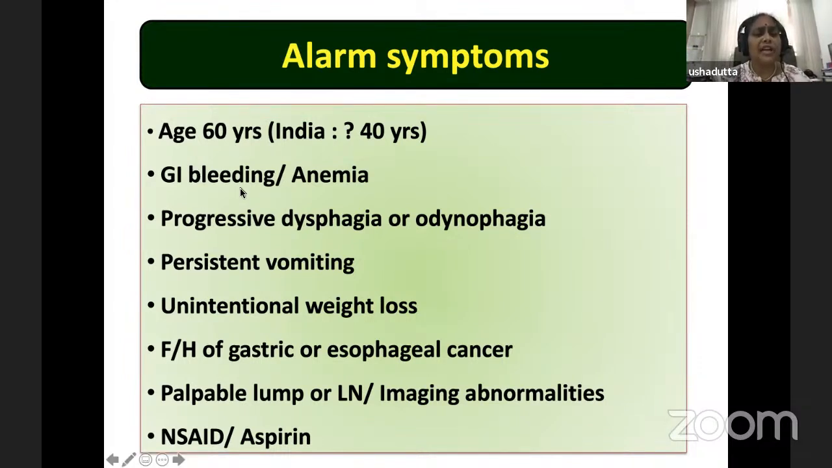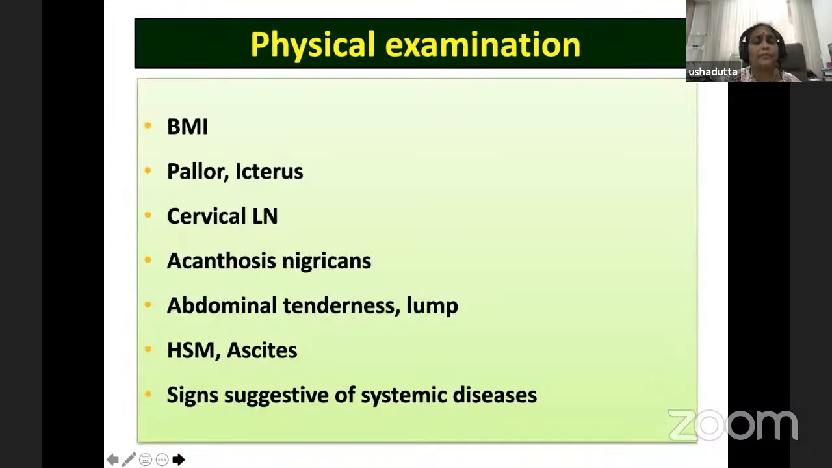Presence of evidence of GI bleed in the form of hematemesis, melena, or anemia, or stool occult blood positivity, progressive dysphagia or odynophagia, persistent vomiting, as I said earlier, unintentional weight loss, family history of gastric or esophageal cancer, palpable lump or lymph nodes, imaging abnormality, NSAIDs or aspirin use. So this is a very important slide for all postgraduates to question your patients whether they fall into any of these categories, and if they do, then these patients should be subjected to an endoscopy.